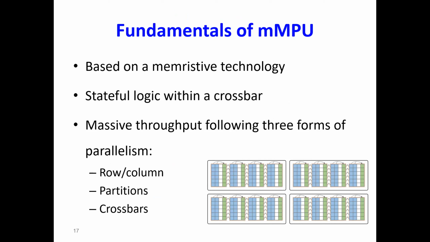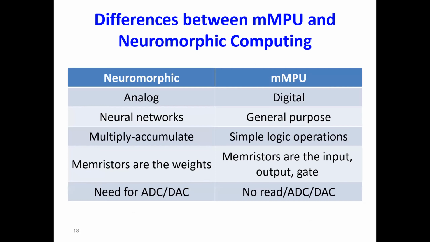So to conclude the fundamentals of the Memristive memory processing unit, we are using memristors, using stateful logic, and it's all crossbar compatible. We're doing it inside the crossbar, and we have a lot of parallelism because we have parallelism between rows, we have parallelism between partitions, and we have parallelism between crossbars.